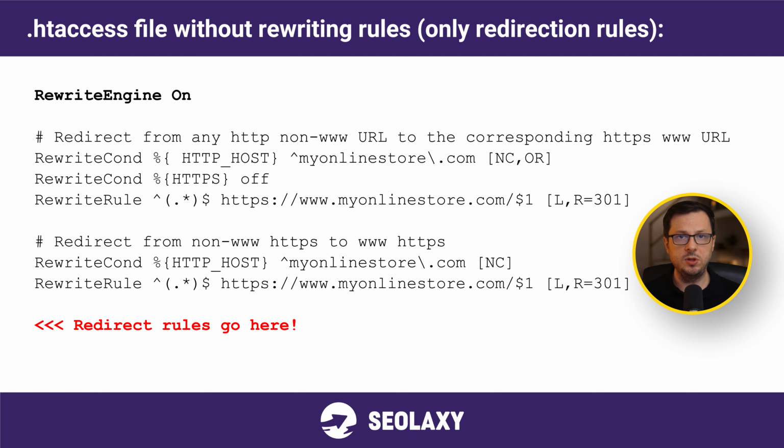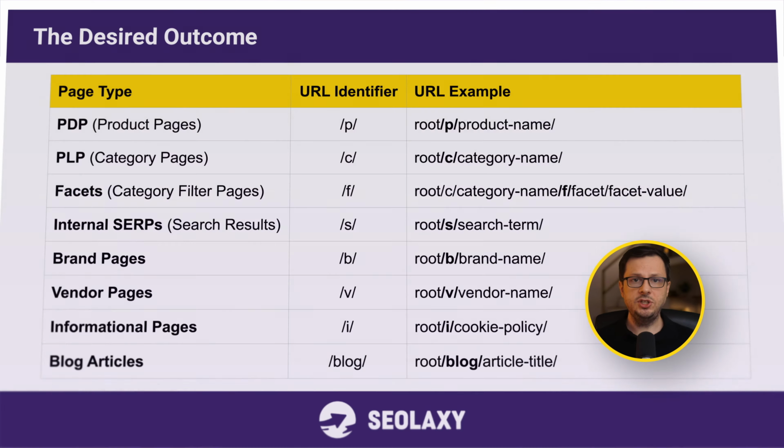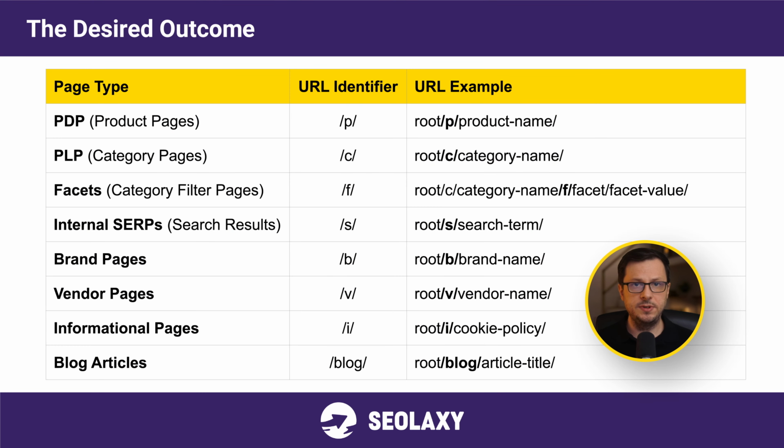Let's remind ourselves what we want to achieve. I'll show you two examples, first for the category URL, then for the product URL. Since the rest follow the same principles, we need a unique identifier, a part of the URL that's always present in the page type we want to rewrite, and specify how it should change.